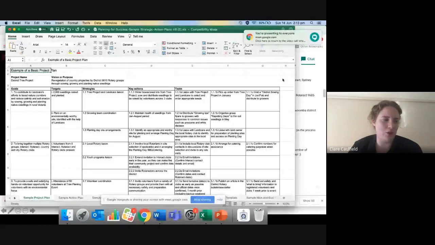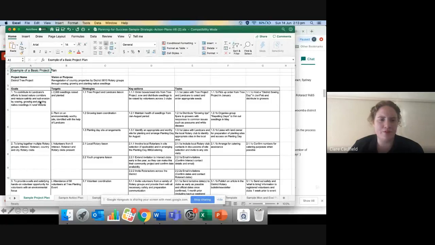So this is an example of one of our Excel templates already filled out for you. For example, here was our goal to contribute to Landcare's efforts. We wanted to plant 2,000 seedlings. That was our target. Our strategy was to work with Tree Project, which is an annoying name-wise, but they are called Tree Project when they provide seedlings, and Landcare. An action is that we had to order the seeds from them. Somebody had to buy them. We had to pick them up. We had to hold a sowing day.